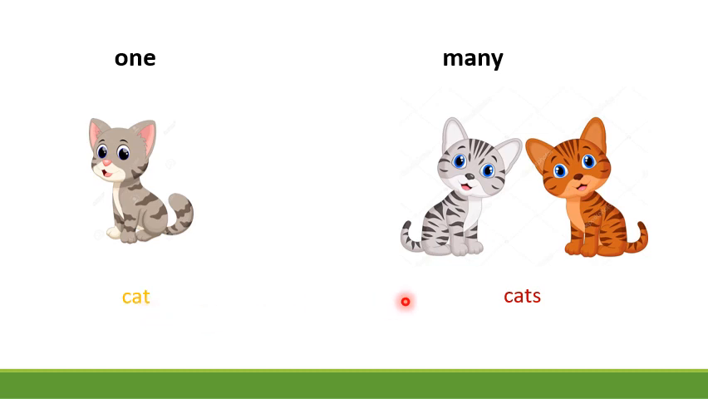And for many cats, the spelling is C-A-T-S, cats. Here we add S to the end of the word cat. So understood? One cat and many cats.